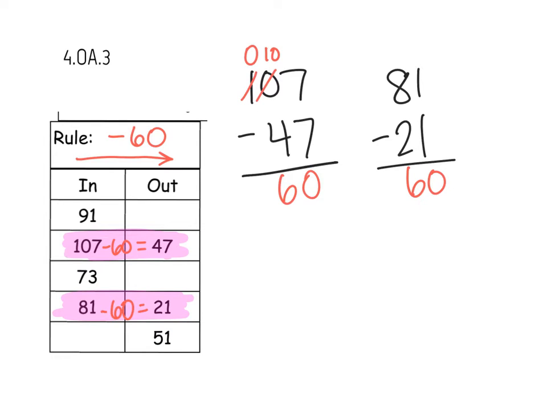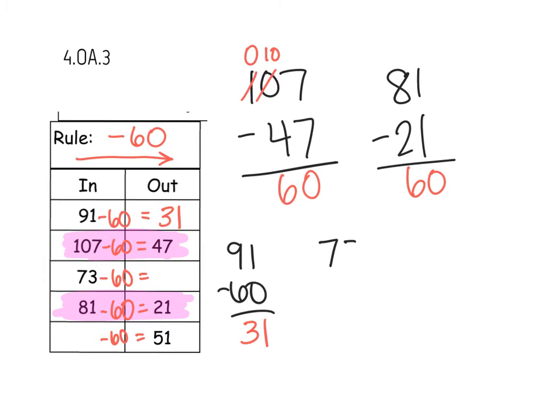So what I have to do is take each row and subtract 60 from it. Now we'll talk about the last row in a moment. So my next one is going to be 91 minus 60. When I subtract 1 minus 0, I get 1. 9 minus 6 is 3. So my output number is 31.